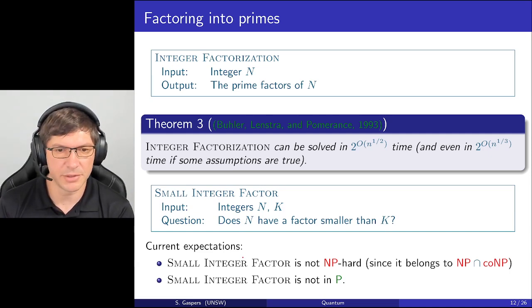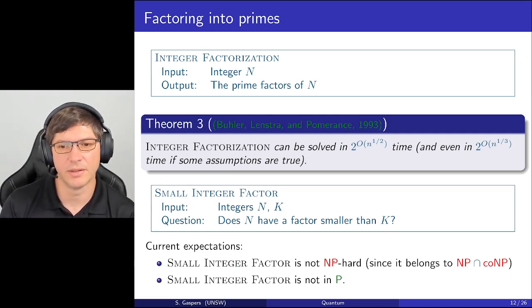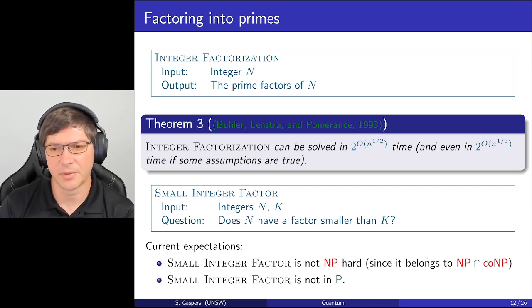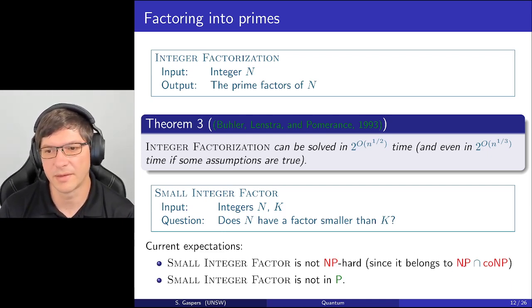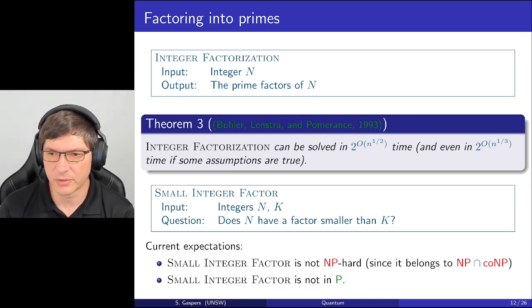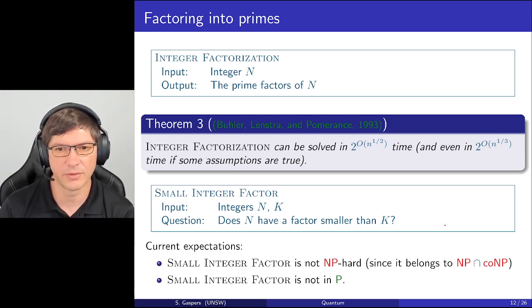And our current expectation is that small integer factor is not NP-hard. That is because it belongs to both the class NP and the class co-NP. So it has small certificates for yes instances, and it has small certificates for no instances. What's a certificate for a yes instance? It would just be a factor that's smaller than k.